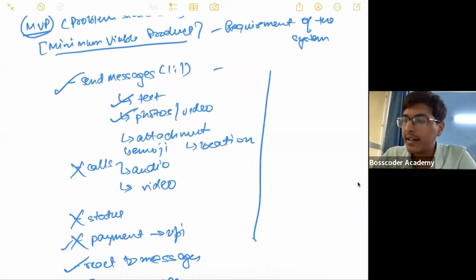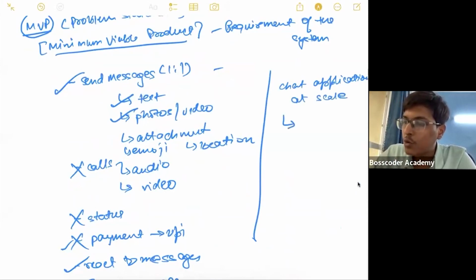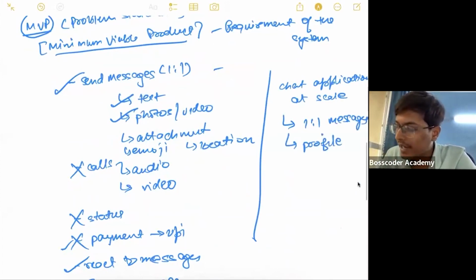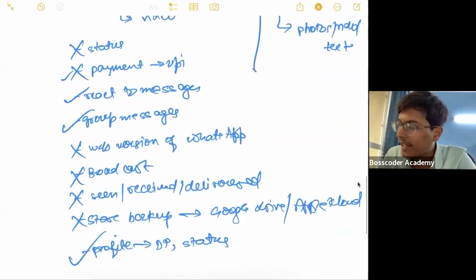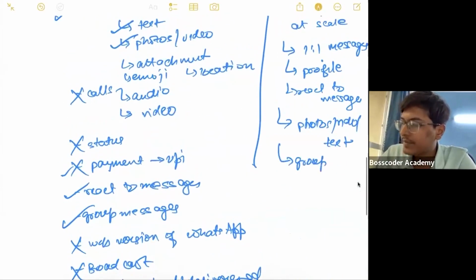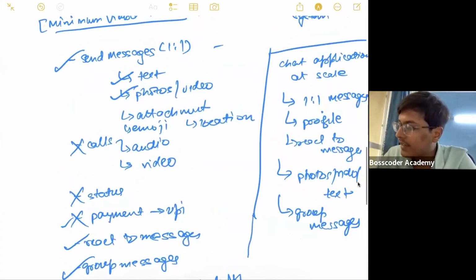In this class, we are building a chat application at scale, where someone can do one-on-one conversations, one-on-one messages. They can create their profile. They can react to messages. In messages, they can send either photos, videos, or text messages. And of course, they can send group messages. This is what we are discussing right now in this session.